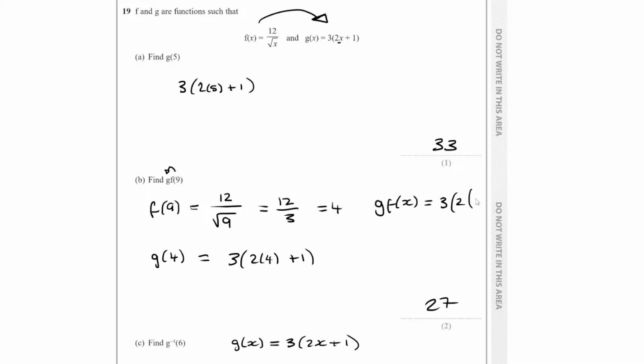So that would be 12 over root x. Do you see why I didn't do it like this? Just because it's a bit more messy. That's that, and then maybe you might want to expand it, I guess.